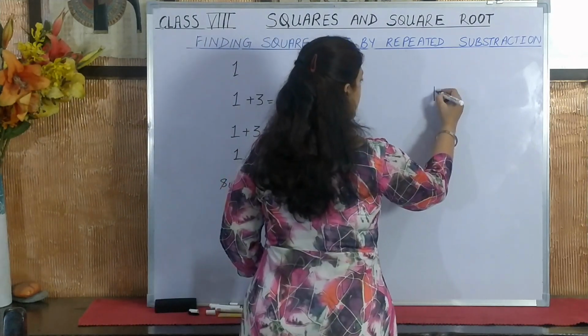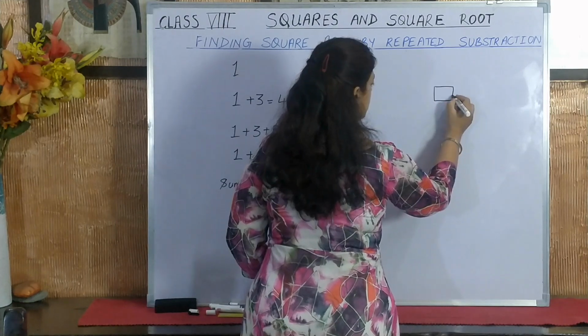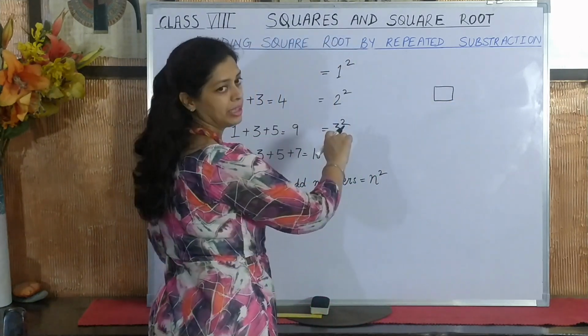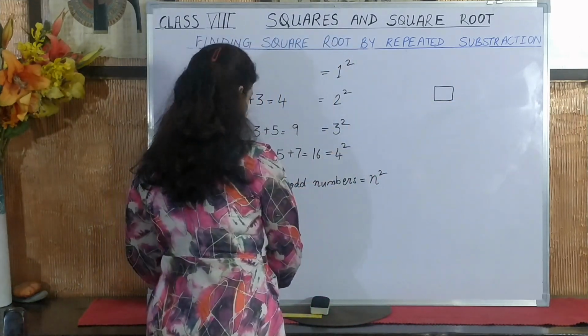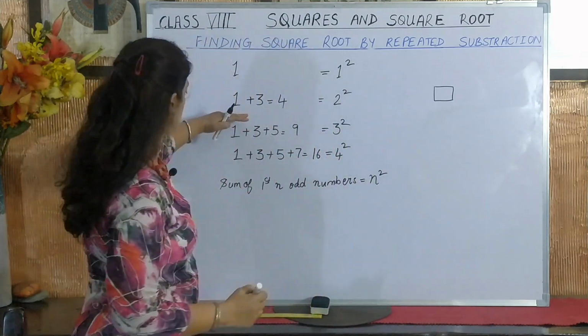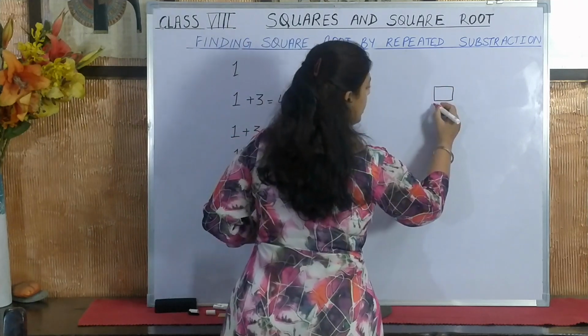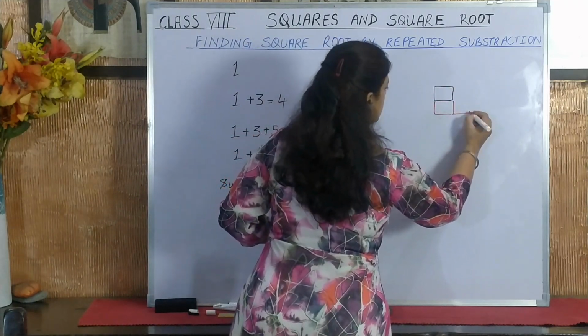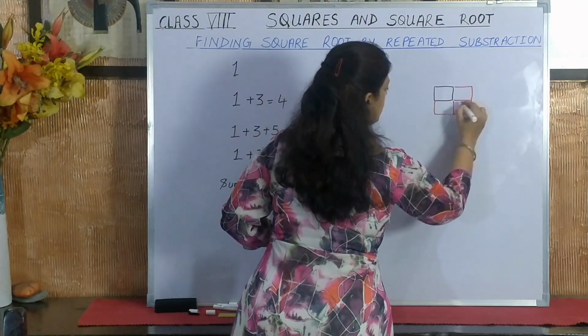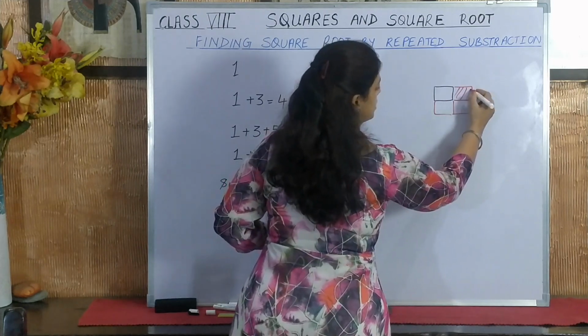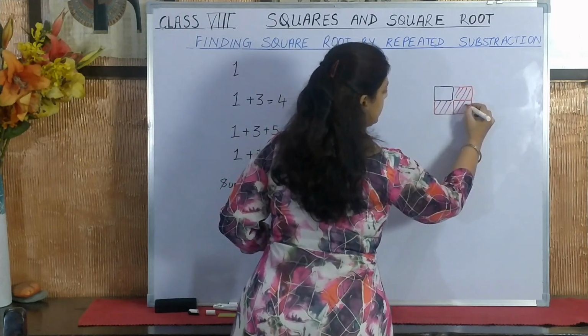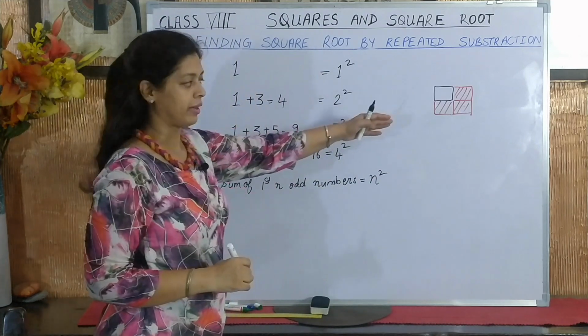If I have a square of unit 1 length, this represents 1 square. To visualize this 1 plus 3, to this 1 I'll add another 3 squares: 1, 2 and 3. So this becomes of the form 1 plus 3, that is 4, a 2 by 2 square.